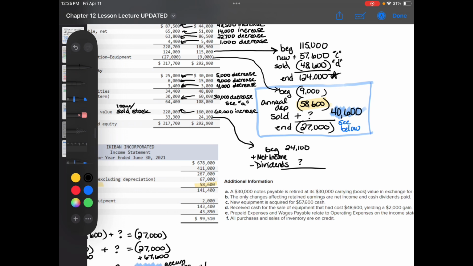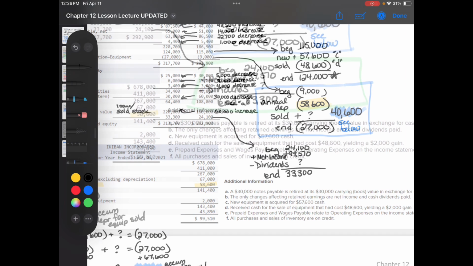So what we know is net income. We know that's $99,510. Of course, that comes from the income statement. So that gets added. And we don't know dividends, but we do know the ending balance of retained earnings, which is $33,300. So what we need to do right now is solve for that unknown. So again, we'll do that below.